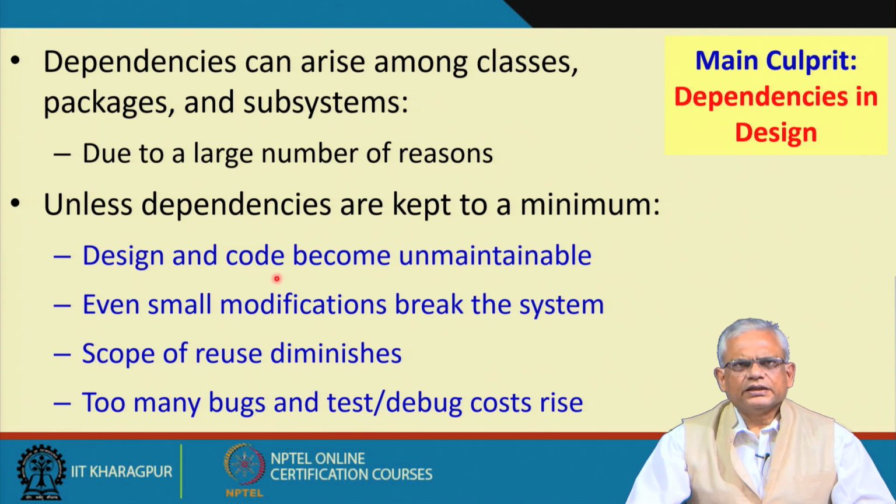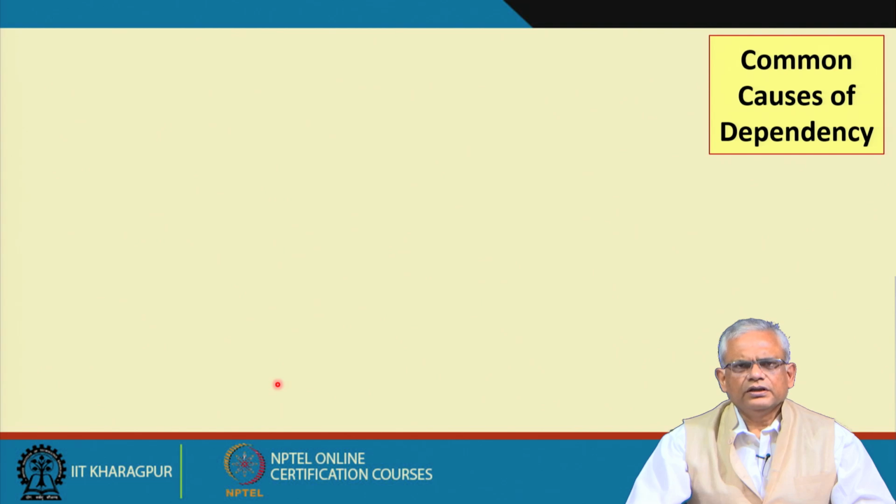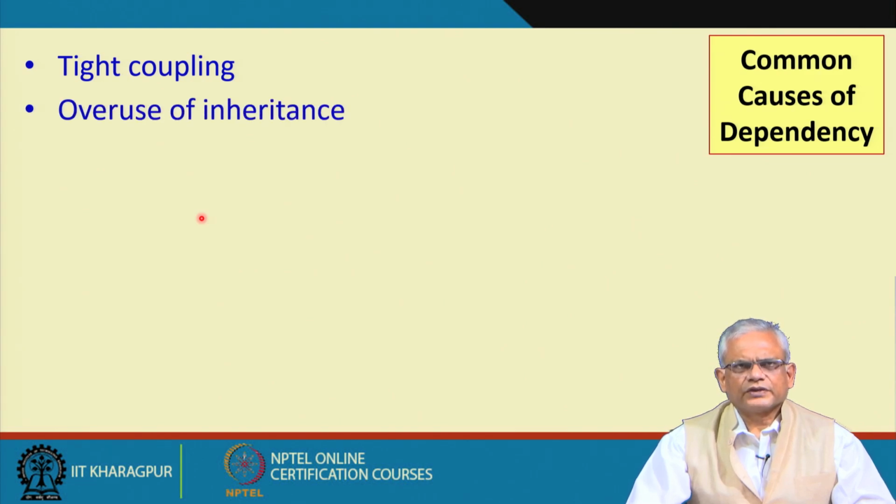If the dependencies are there, then all the problems come, like the design is unmaintainable, you modify a small part, but other parts stop working, it is difficult to reuse, difficult to understand, and there are too many bugs, it is hard to fix the bugs and so on. The common causes of dependency, first is tight coupling. In the principles that we will discuss, we will identify what gives rise to tight coupling.